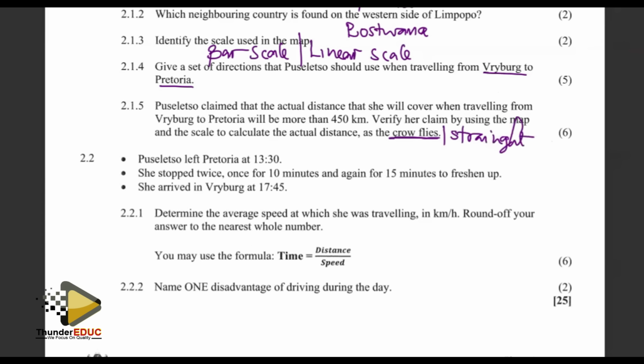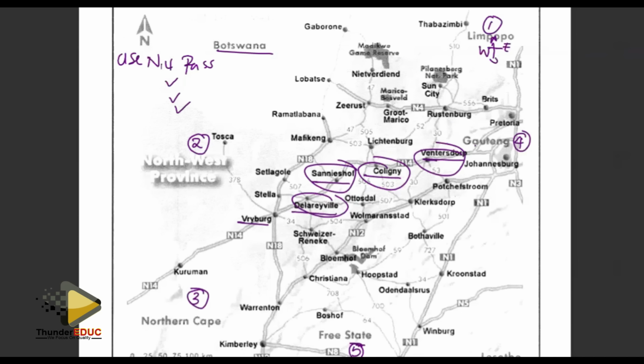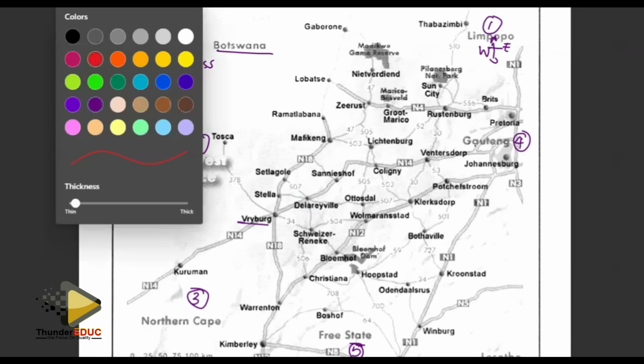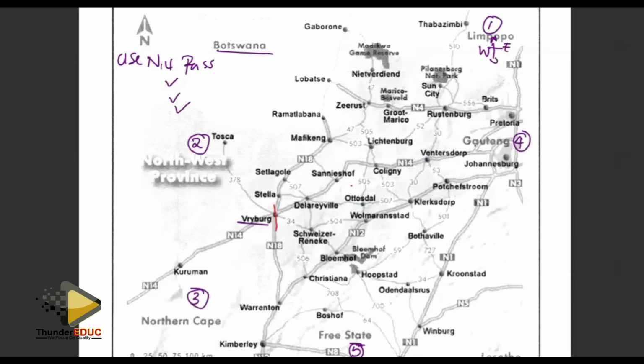Straight distance, what do I mean? You put a ruler on these two places, up to here. This is what we mean by a crow-flies line. So you measure it straight. When we measure this, we ended up having 102 millimeters.